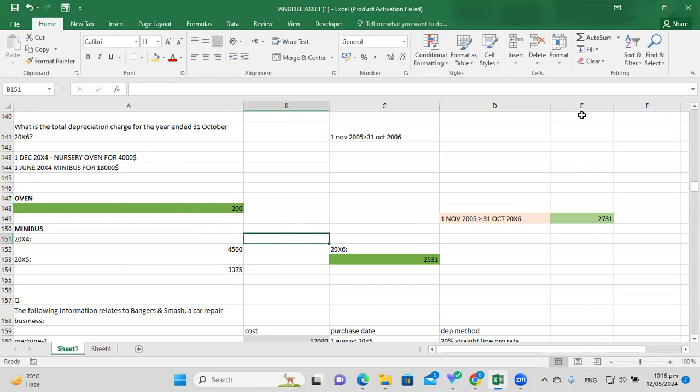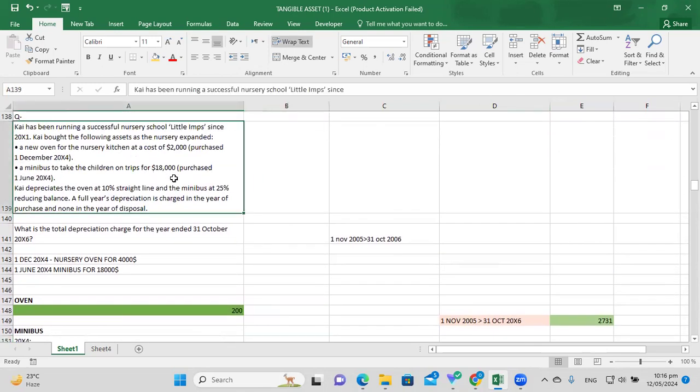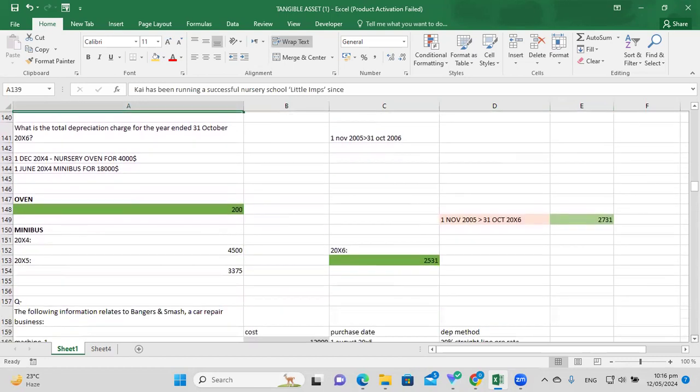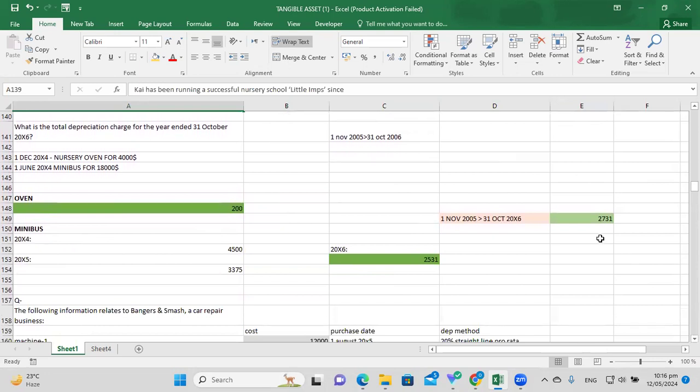In the minibus, we are using the reducing balance method. We purchased the minibus for 18,000, and 25% was our reducing balance rate. So what we do is.